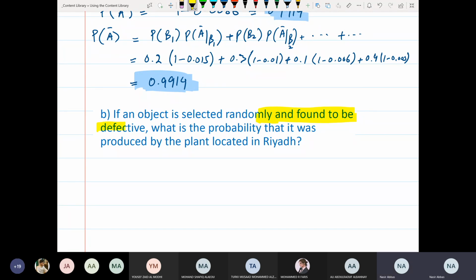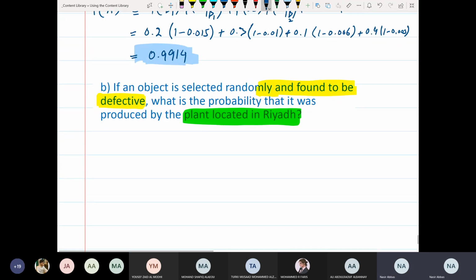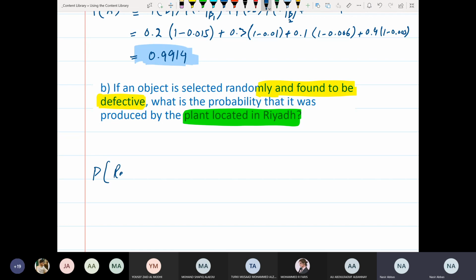The first thing you have to look into in the question is what is given and what is required. It is given that you selected an object and it is defective. So that will come after the given sign, after the slash. What is the probability that it was produced by the plant located in Riyadh? This is required. So you always write the question like probability of required / given.